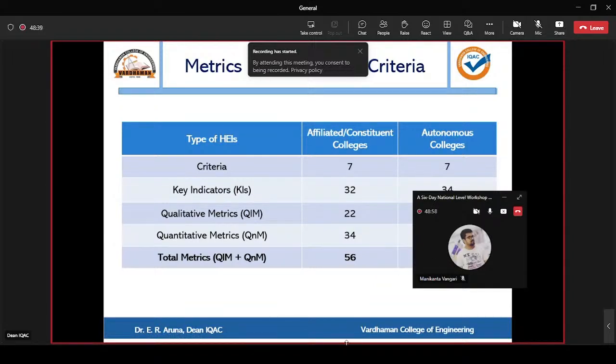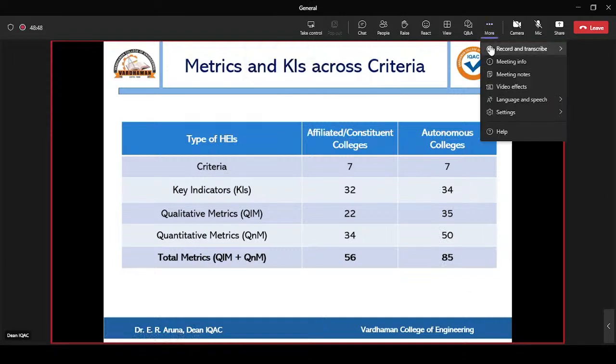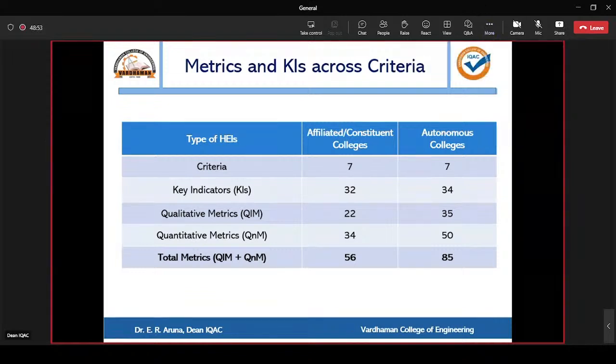In total we have 7 criteria for both affiliated as well as autonomous colleges. The total number of key indicators: I've kept 32 and 34, for autonomous 34 and for affiliated 32. Qualitative metrics, which are 22 and 35, require a qualitative description in about 200 words. And QnMs, which are 34 and 50 for affiliated and autonomous respectively, require quantifiable metrics in terms of numbers. The total metrics for affiliated and autonomous are 56 and 85 respectively.